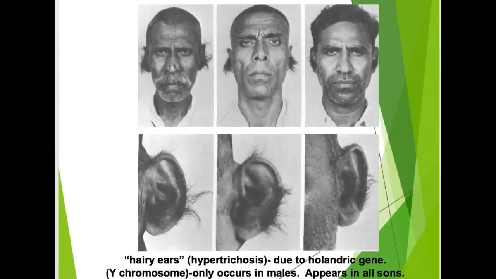If you look at this one, they're looking specifically at hairy ears and hypertrichosis. It's due to the holandric gene, and it's the Y chromosome. As you can see, it only occurs in males. If you look at that guy up here, look at this. Look at all this hair right here. And then it looks like he trims his, maybe. And then here, all right? It appears in all of his sons. That's pretty wicked right there. I'm not gonna lie.